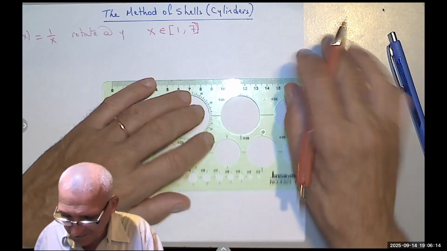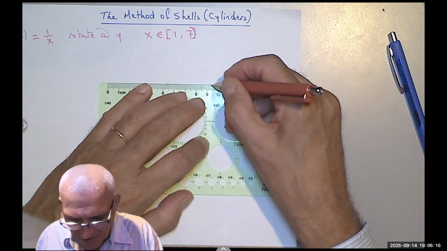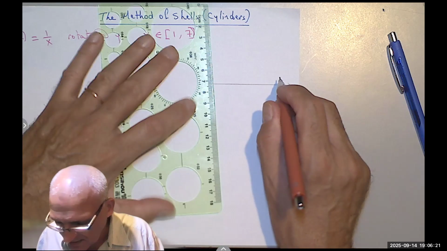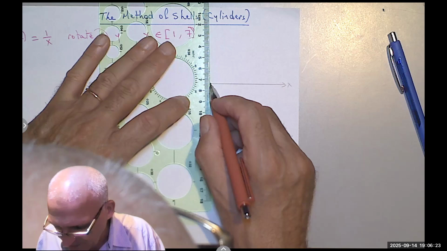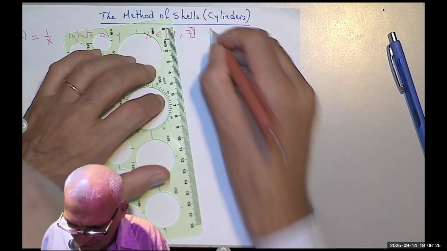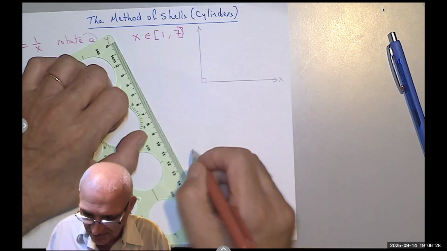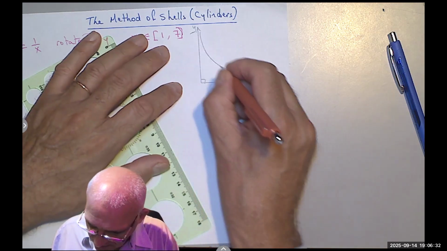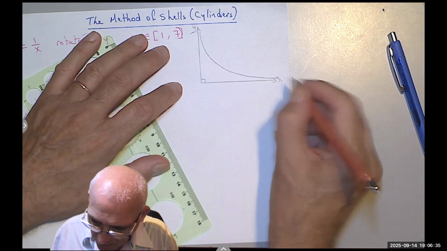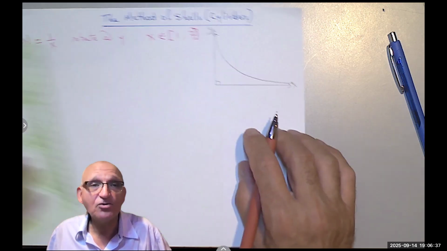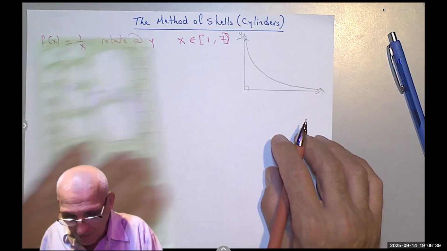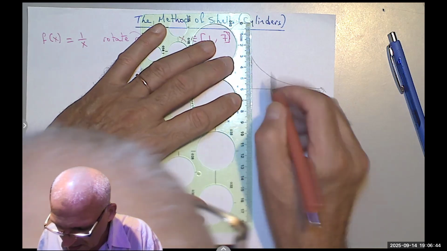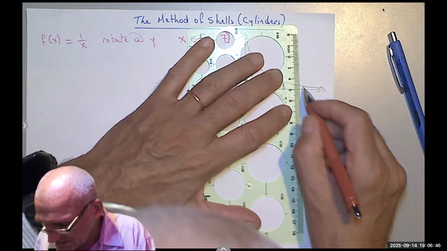I know that 1 over x has two branches, one in the first quadrant, one in the third quadrant. But since x is positive, we are in the first quadrant. There is no reason to draw the branch in the third quadrant here. The function would look something like that. It's asymptotic with both the x and the y axes. And we want to rotate it between x equals 1 and x equals 7.